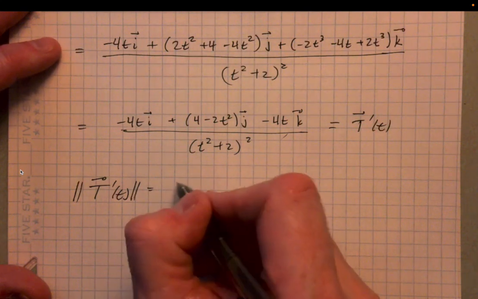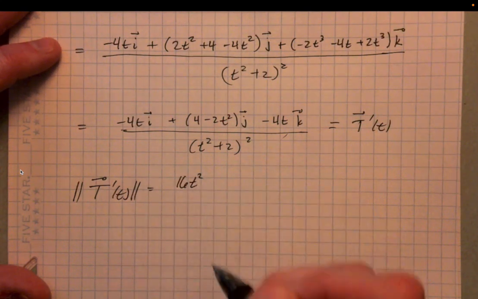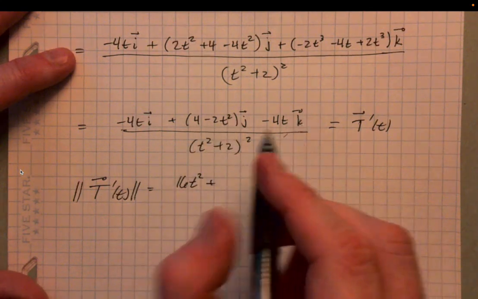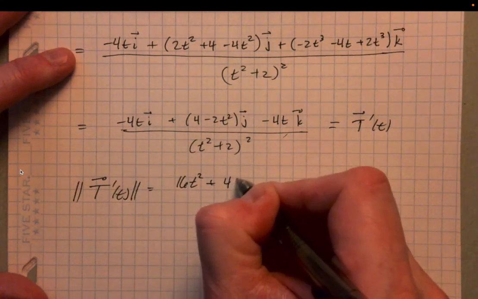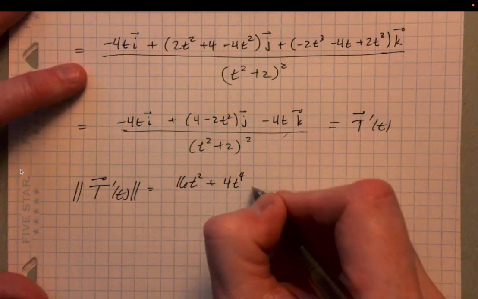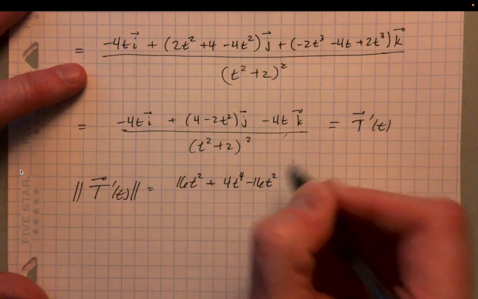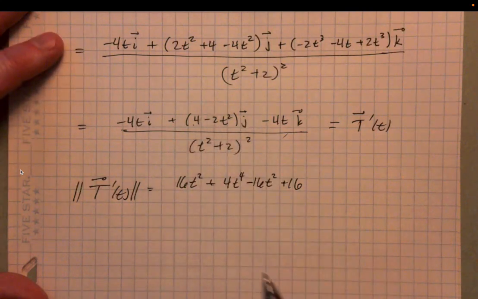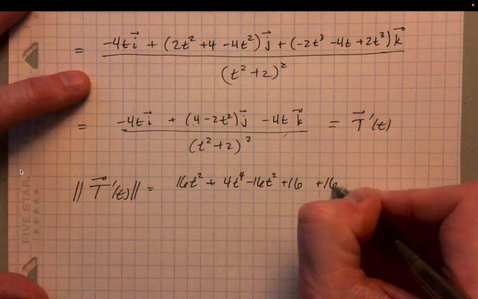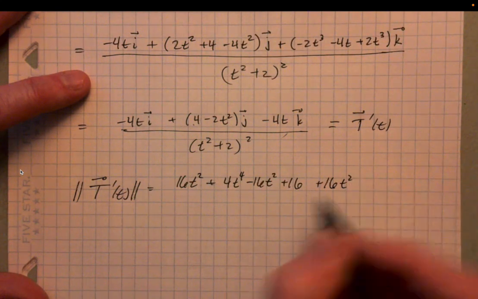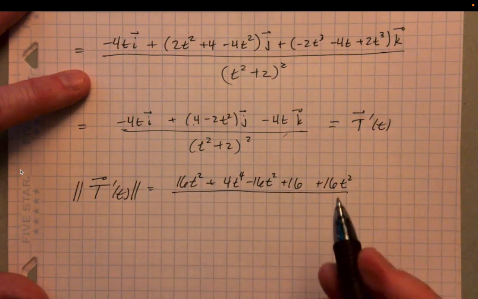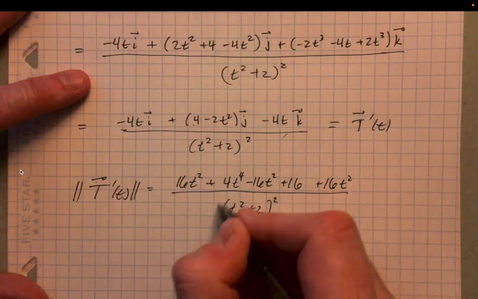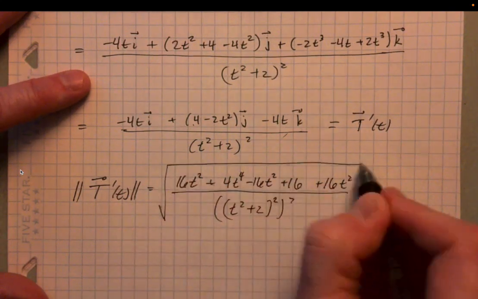So it'll be 16t squared plus, and I'm going to square this all out here. So this will be 4t to the 4th minus 16t squared, and then plus 16, right? So if you just kind of square that out. And then this other one is plus 16t squared. And then, of course, the bottom becomes t squared plus 2 quantity squared, squared. Yeah, so you get that.